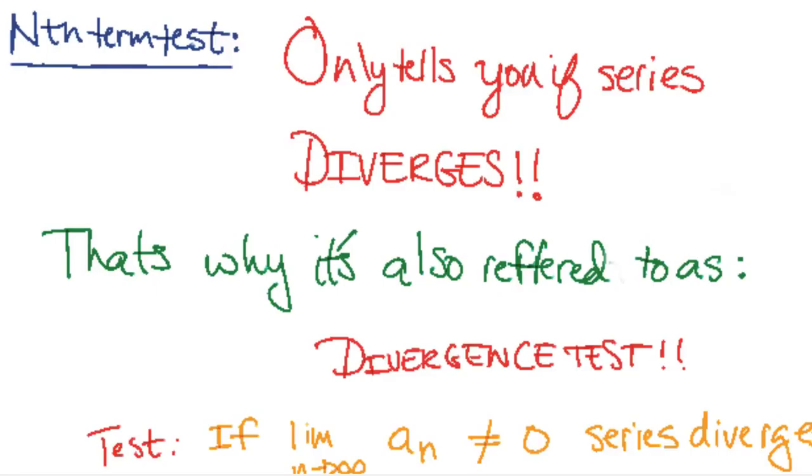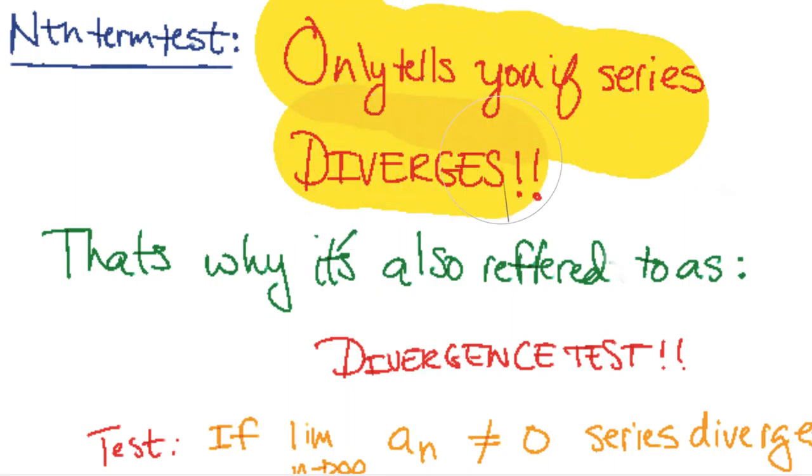Today we're going to be discussing nth term tests, otherwise known as the divergence test. And as the name implies, it only tells you if a series diverges. That's it. It never, ever tells you convergence.